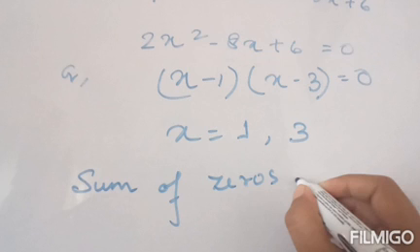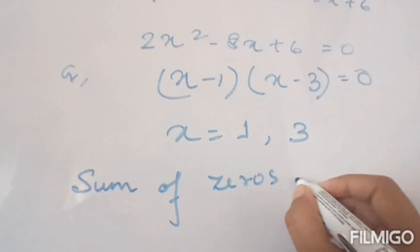Now, instead of writing the sum of the zeros, we consider that alpha and beta are the zeros of polynomial. Like we use different variables, here we use alpha and beta, two Greek letters that are used to represent the zeros of polynomial.